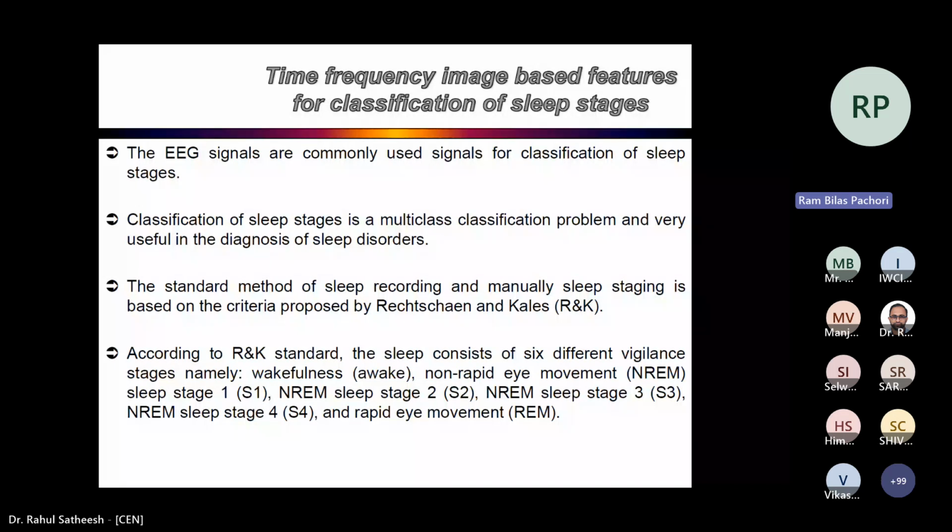The oldest sleep staging technique was proposed by the R&K standard, in 1965. According to that, there are 6 sleep stages: awake, non-rapid eye movement S1, S2, S3, S4, and rapid eye movement. Rapid eye movement is, in India, what we call Brahma Muhurta, the morning time, 3 o'clock to 5 o'clock. And this rapid eye movement is a very useful sleep stage, and it is responsible for the dreams.